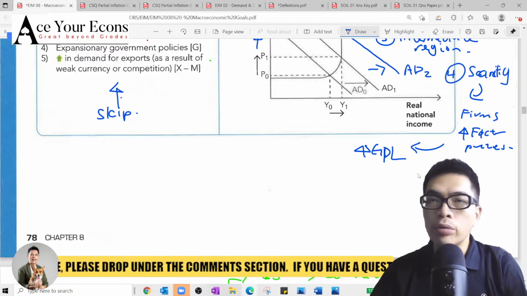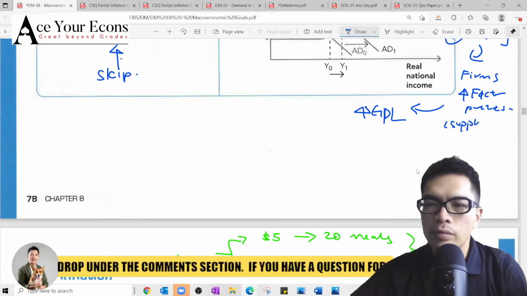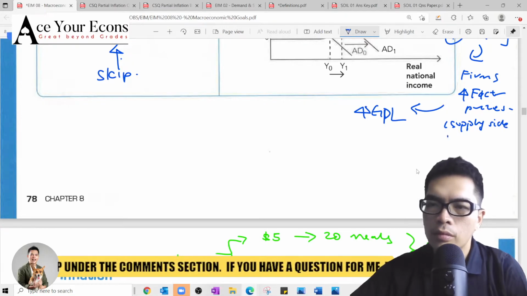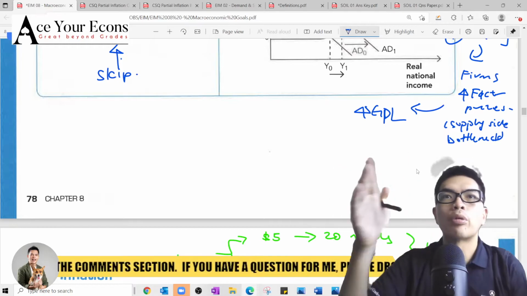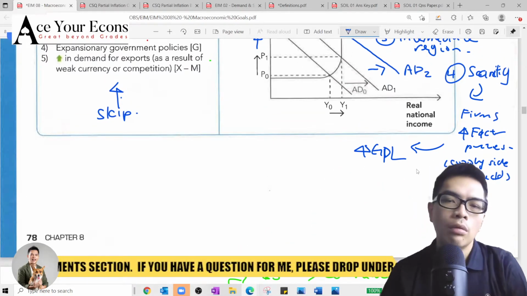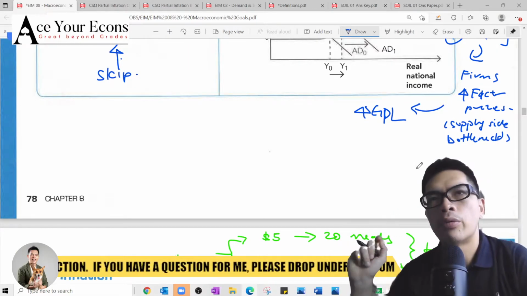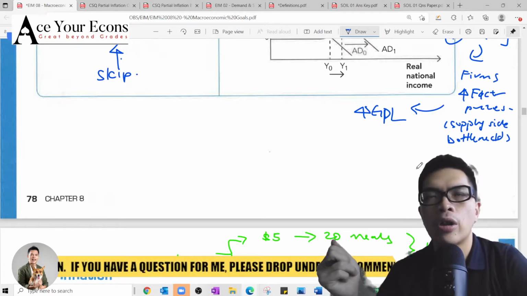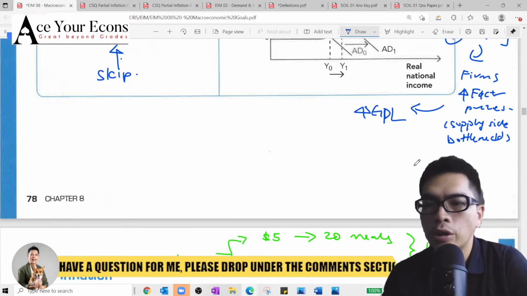Some of the schools use the concept of supply side bottleneck here. Bottleneck means that you're approaching the classical region. That's why it's called bottleneck. So pay attention, especially if there is a requirement to illustrate an upward pressure on price for demand pull inflation. These are the exact terminologies to use.